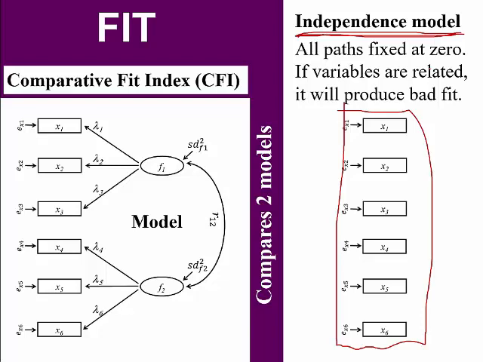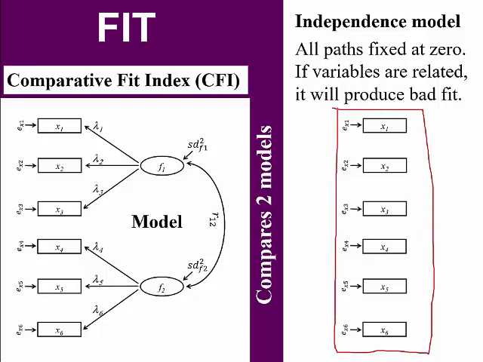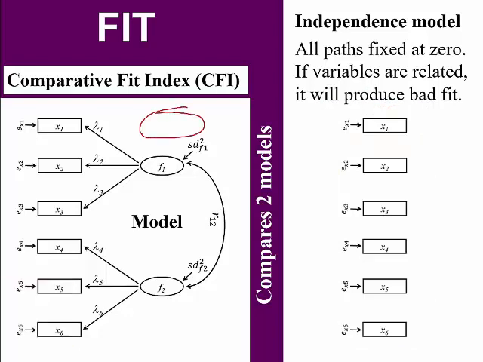So this is essentially a model where everything that's possible to constrain, I have constrained. I just said there's 6 variables, and there's no relationship whatsoever between them. And this model will produce the worst possible fit there is. What I want to do is compare how well my hypothesized model fits to this alternate independence model that's as bad as it possibly can be. So compared to how bad things possibly can be, how good is my model? That's the question we're going to address here.